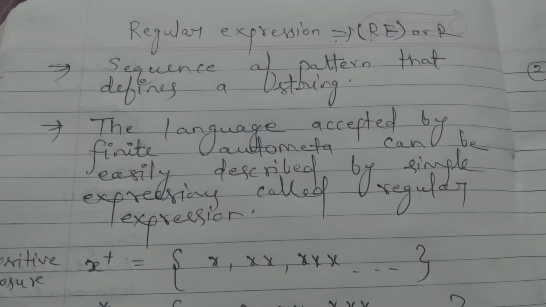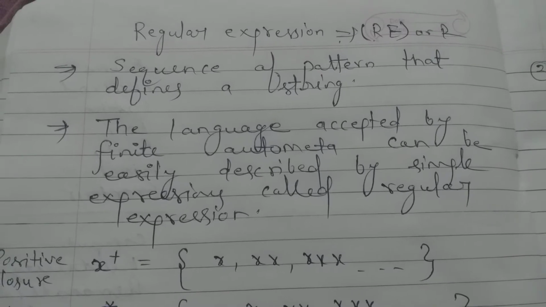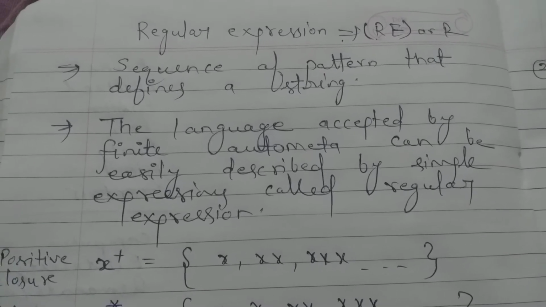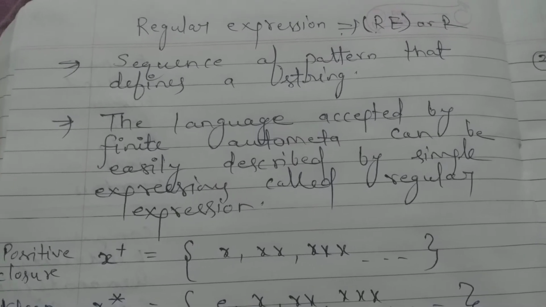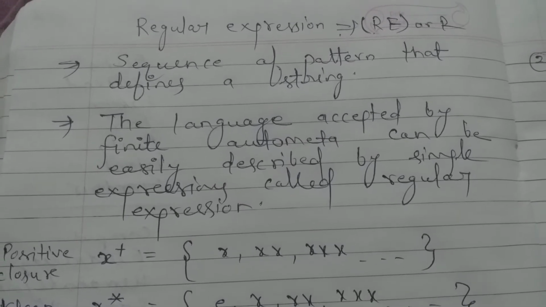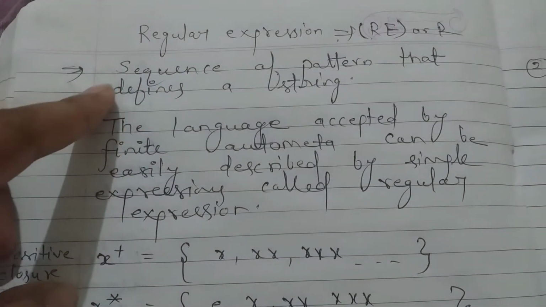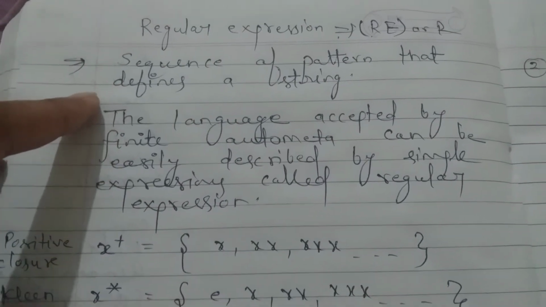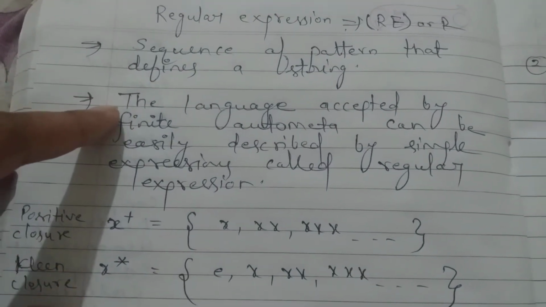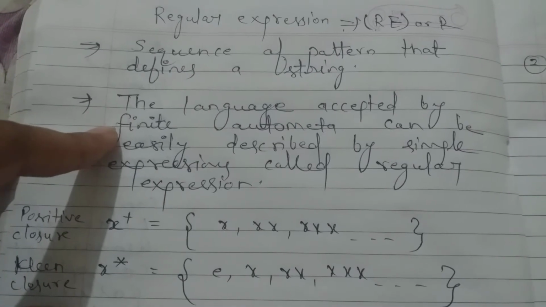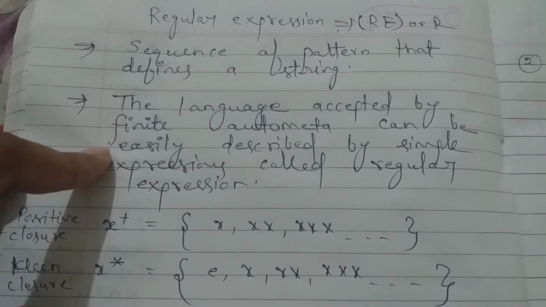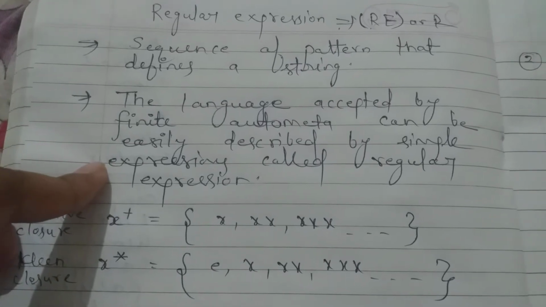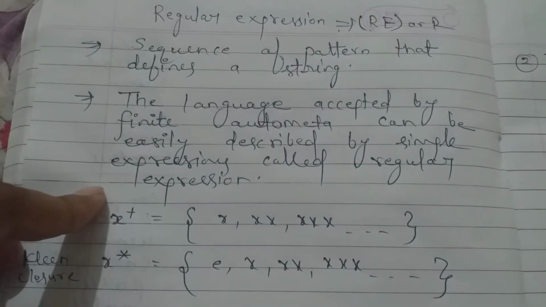In this video we will learn about what a regular expression is, and we will solve some examples in order to understand it. So basically, a regular expression is a sequence of patterns that defines a string, or we can say that the language accepted by finite state automata can be easily described by a simple expression called a regular expression.